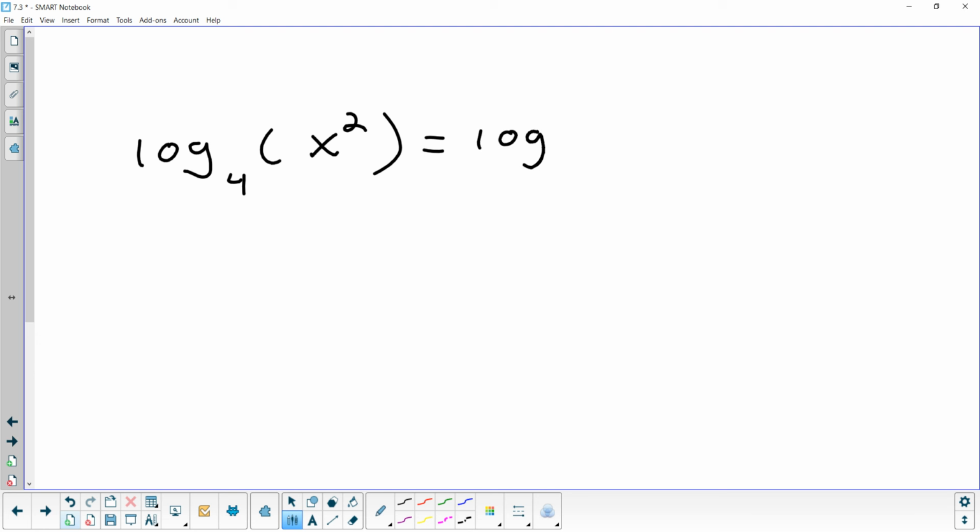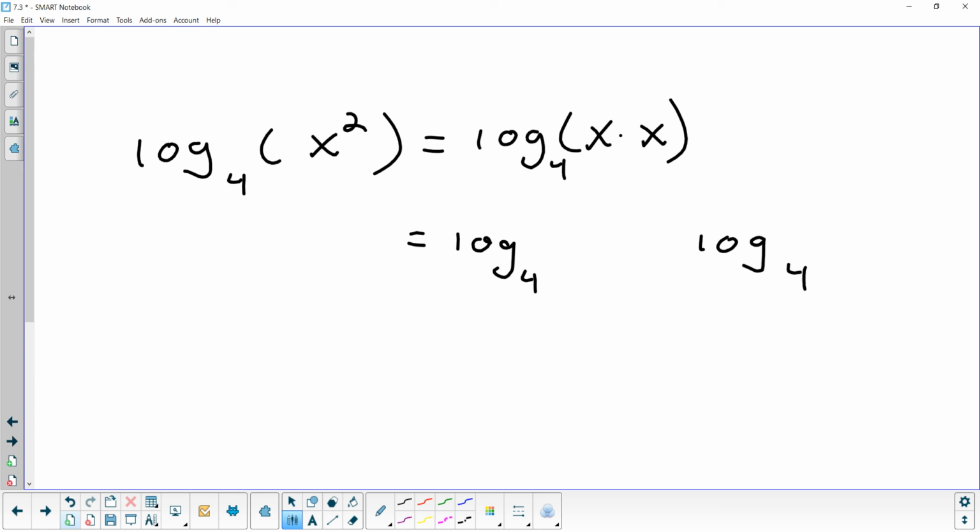So we can think of x squared the way I had written it the first time. X squared means to multiply x times x. I have multiplication inside the argument. We can split that up into two logarithms. Log and log. And using property 1, what's going to be the base on each of those logs? Yep, 4. The base stays exactly the same as what it was originally.